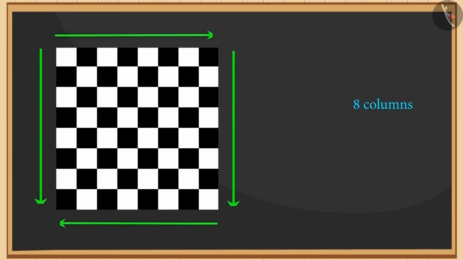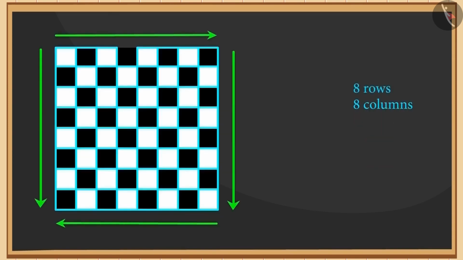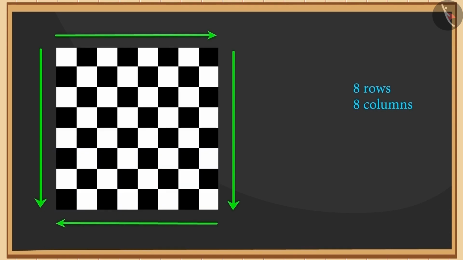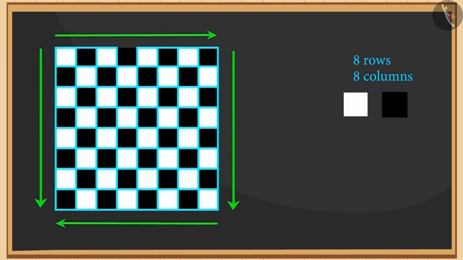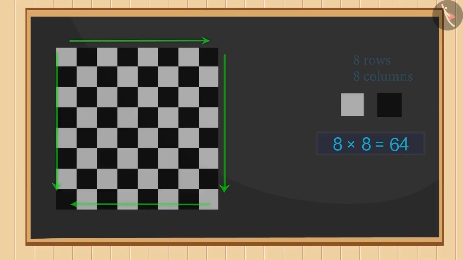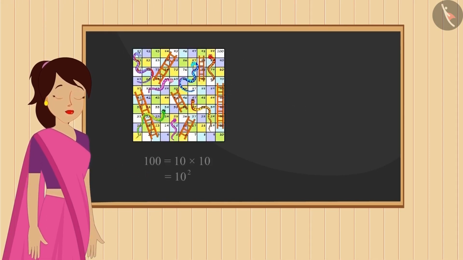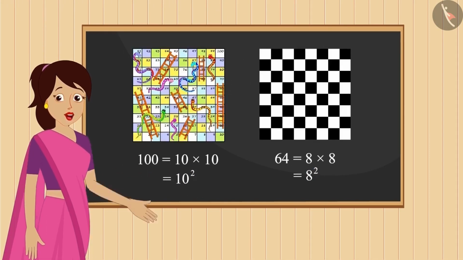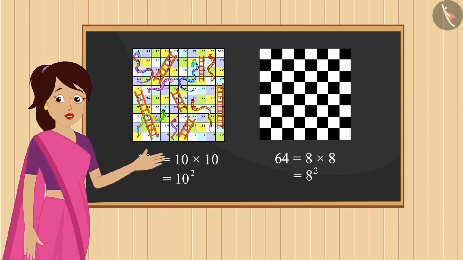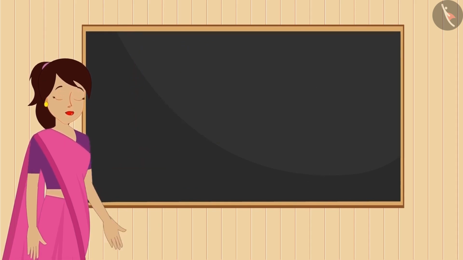Now look at this chessboard. How many black and white squares does it have? Yes, you are right. It has 8 rows of 8 squares each. So, it has a total of 64 squares which are either black or white in color. Do you see any similarity between the two numbers? Yes, of course. We can write both these numbers as the square of a natural number.